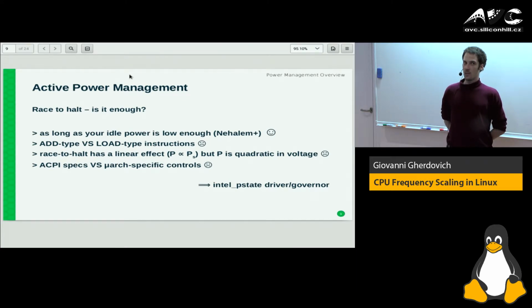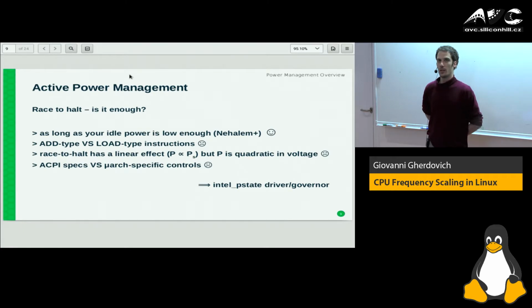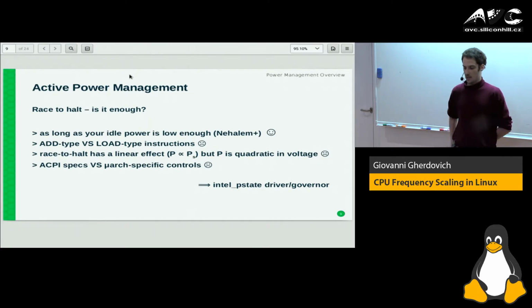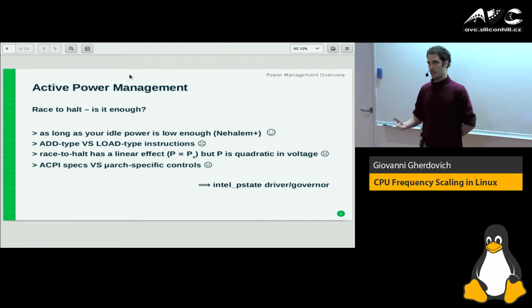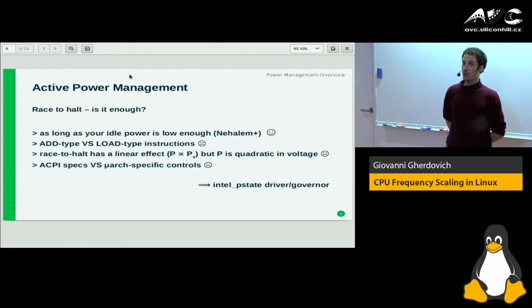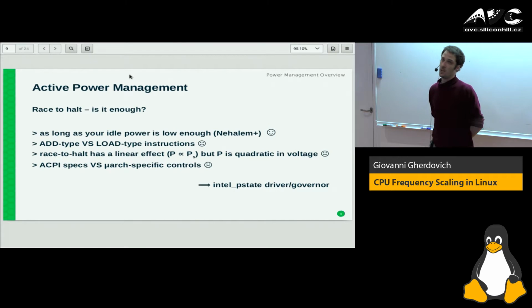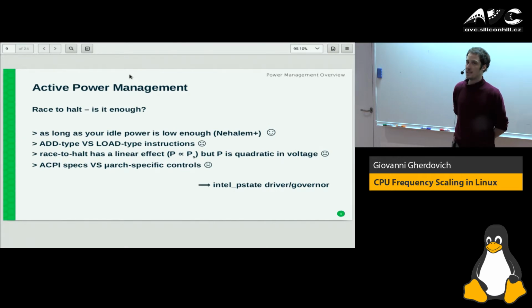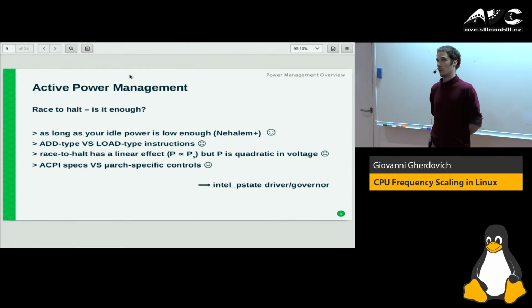And then this phenomenon of racing to halt contributes linearly to your power saving. As you see, if the frequency is 0, the power is linearly dependent on the static power. But your power consumption is quadratically depending on the voltage. So we have a quadratic dependency versus a linear dependency, and at some point, for high enough frequency and then high enough voltage, because we just said that frequency and voltage have to change together, this quadratic dependency will catch up on the linear one. And then there is the ACPI standard that is too simplistic for modern microprocessors.